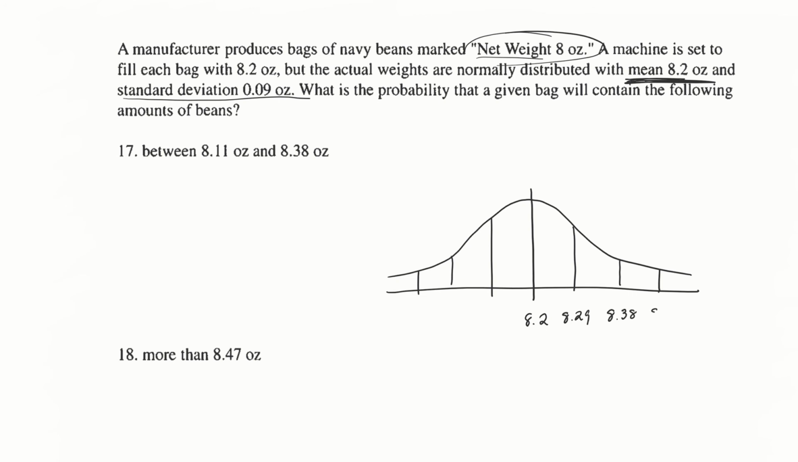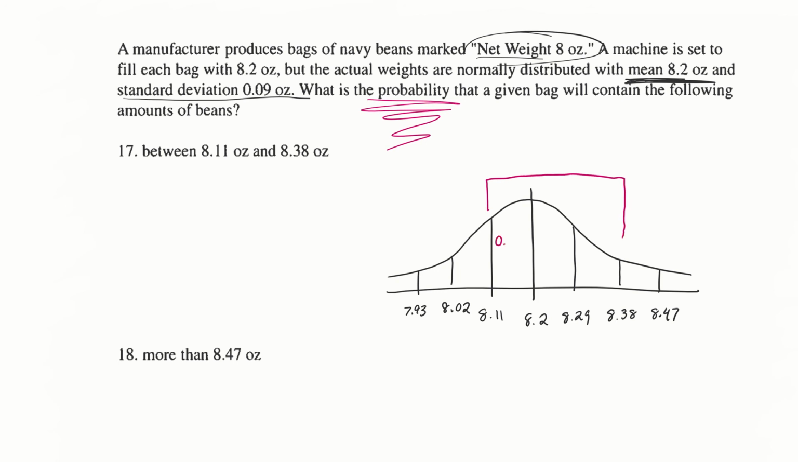8.38 here, 8.47. And then I'm going to go the other way by subtracting. Okay, so I have my entire curve filled out here, and it wants to know what is the probability? So we are looking for decimals instead of percents here. That the bag will be between 8.11 and 8.38 ounces. So here is 8.11 and here is 8.38.